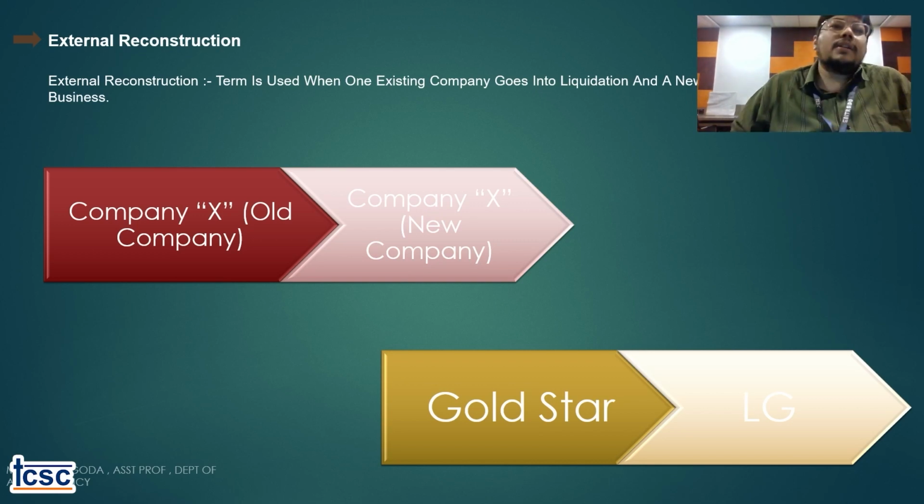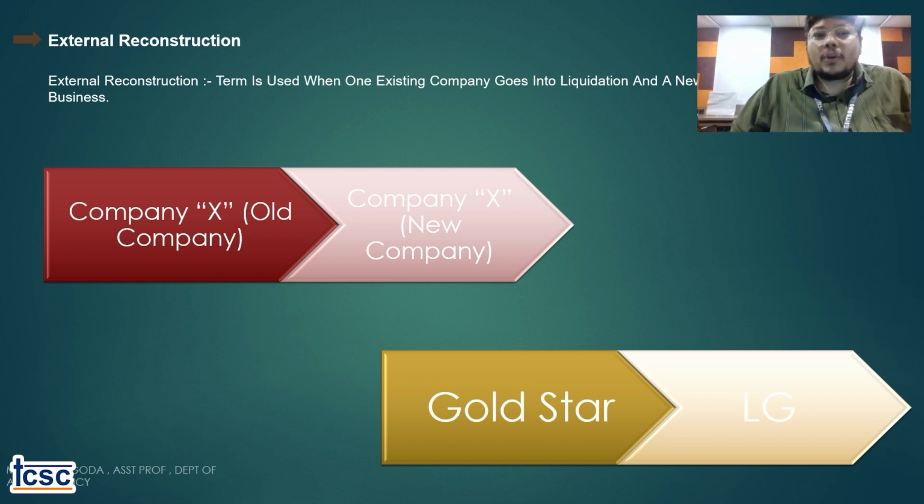Basically, external reconstruction is for a sick unit. It is for a loss making unit, and a loss making unit tries to convert it into a profit making unit if the prospects of the company are going to be good.